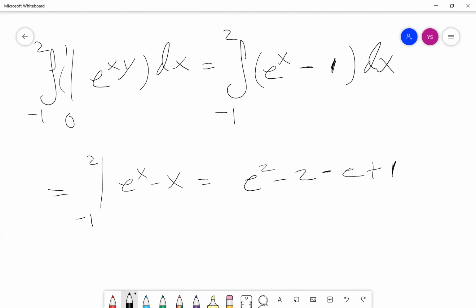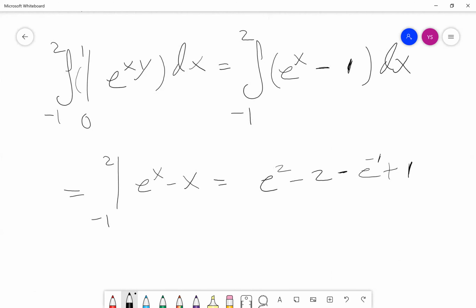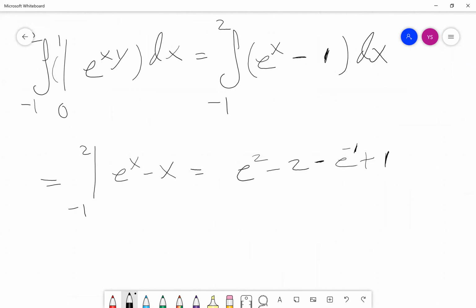Okay, any questions about this? Oh, give me a second. This should be, you're plugging in -1. This is -1. And then the second one is also -1, but you're taking minus, so -1. So this is e to the 2 minus e to the -1 minus 3. Okay, any questions?